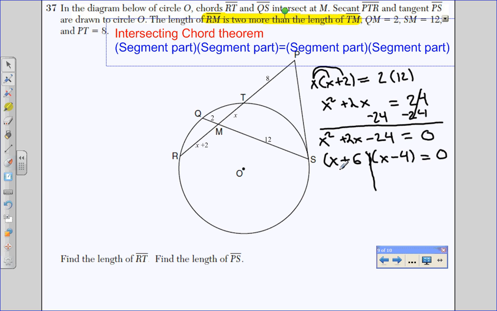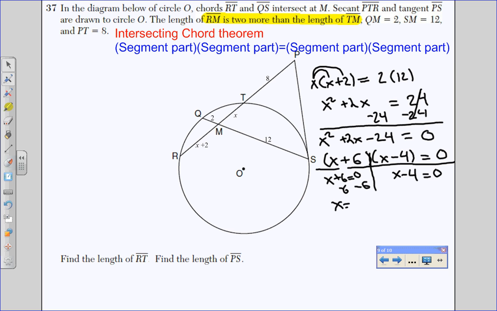And so now we solve. X plus 6 equals 0, x minus 4 equals 0, additive inverse, you get x equals negative 6 here, plus 4 here, plus 4 here, and you're going to get x equals 4. So we got two values for x.